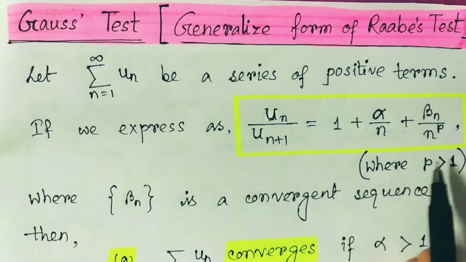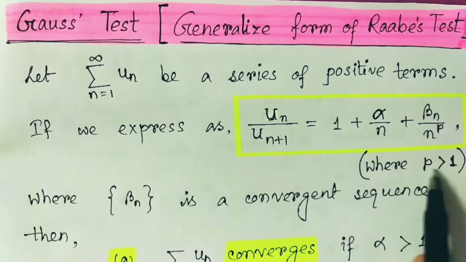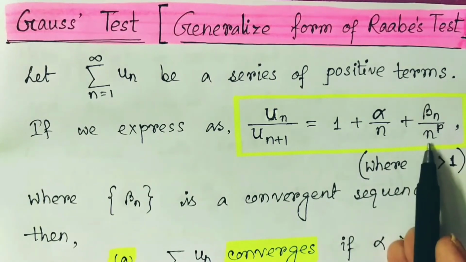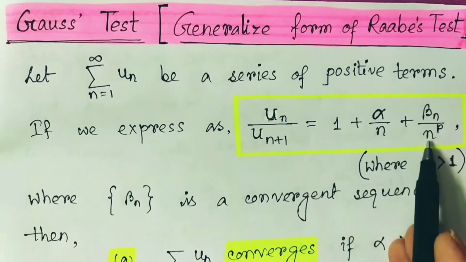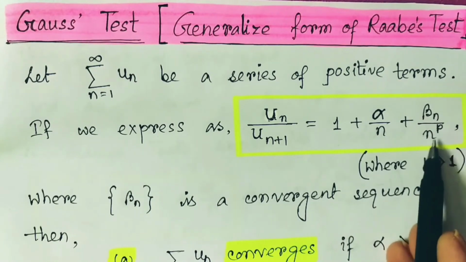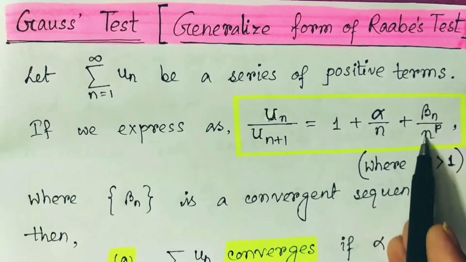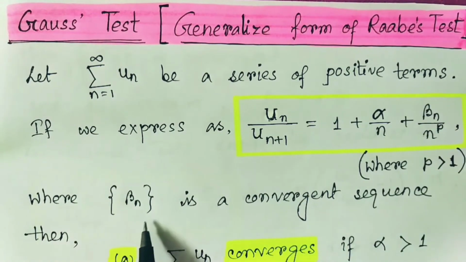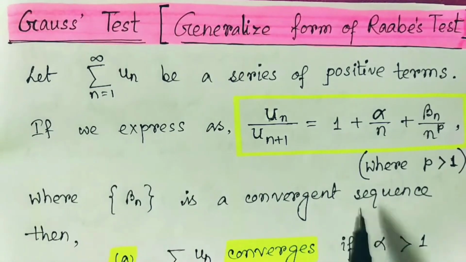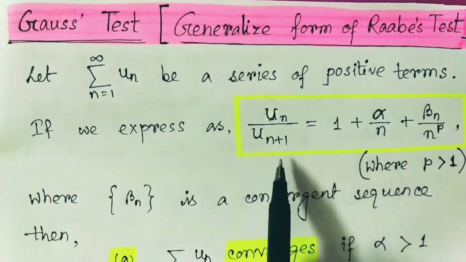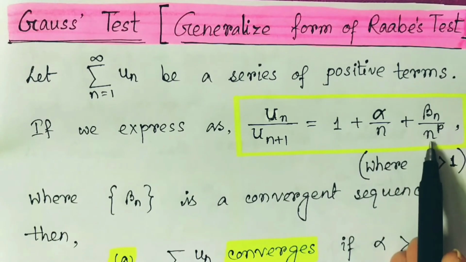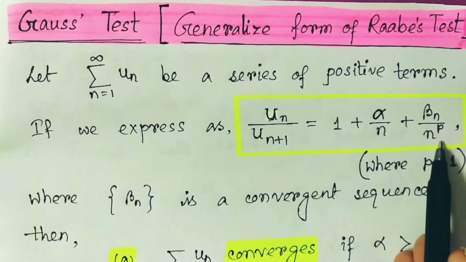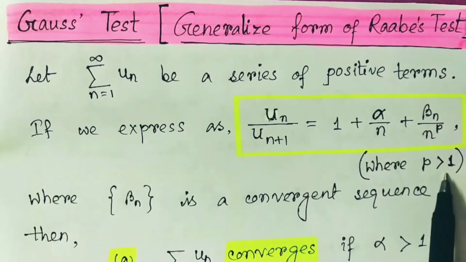So we should express this in this form, where remember p is greater than 1. P greater than 1 means 1 by n to the power p, being a p series with p greater than 1, is always convergent. Anyways, this beta n is a convergent sequence, we can express it in such a manner so that beta n is a convergent sequence, and obviously 1 upon n to the power p is convergent being a p series with p greater than 1.